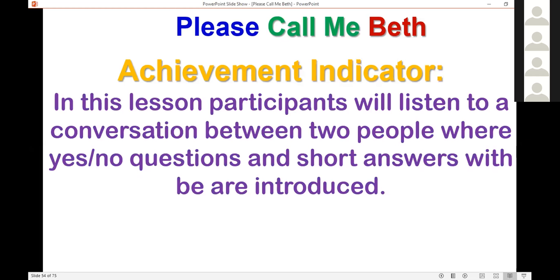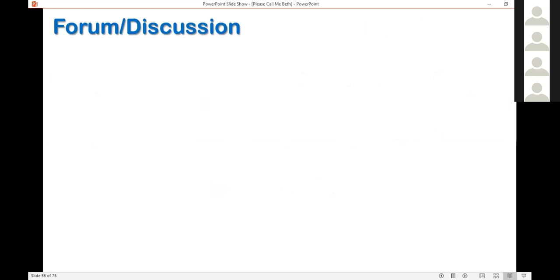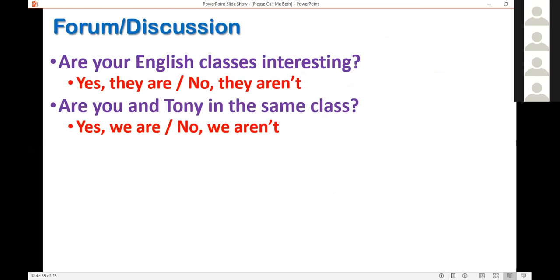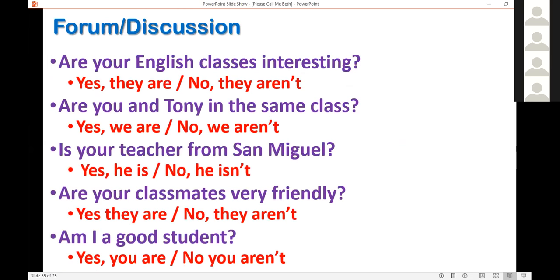So, according to the platform, de acuerdo a la plataforma, van a escuchar una conversación ahí entre dos personas donde van a hacerse preguntas de sí o no y se van a dar respuestas cortas, okay? So let's go. This is according to the forum or discussion in the platform. Okay, everybody listen.